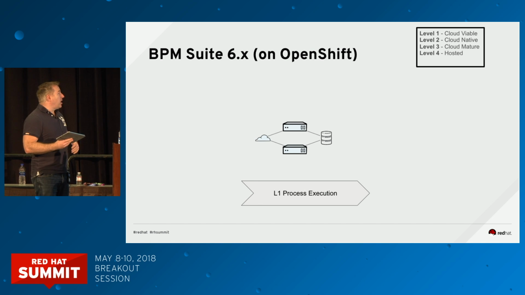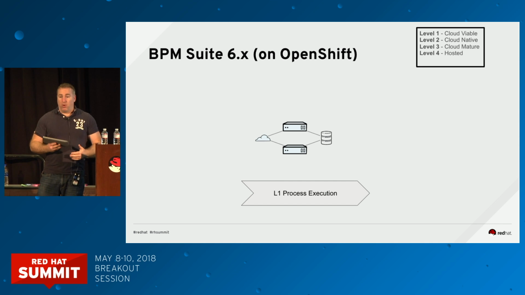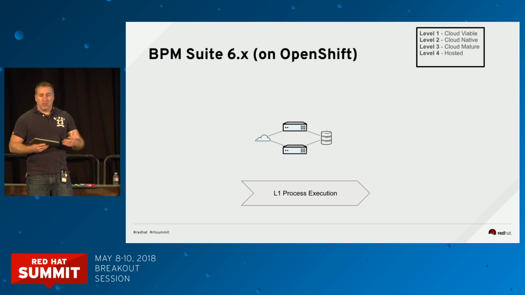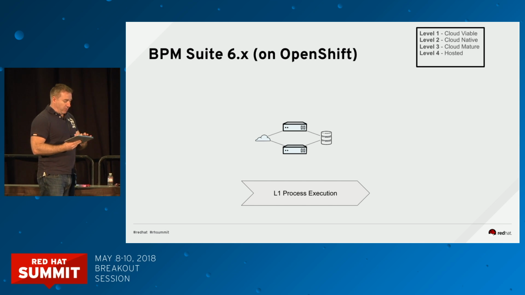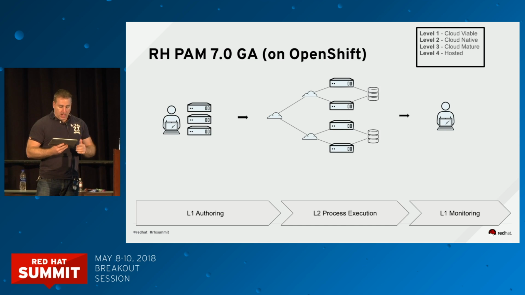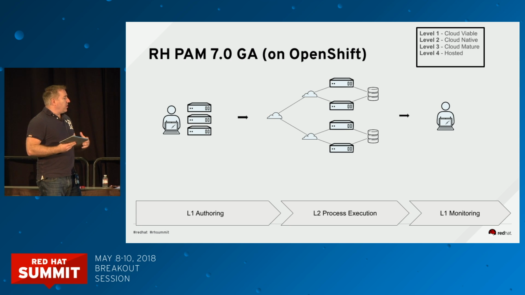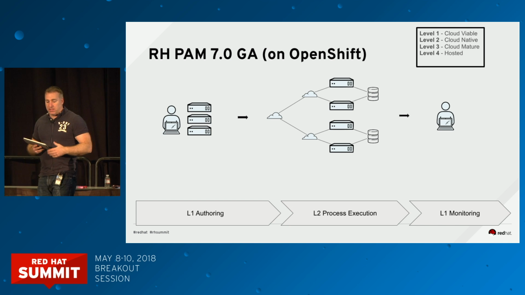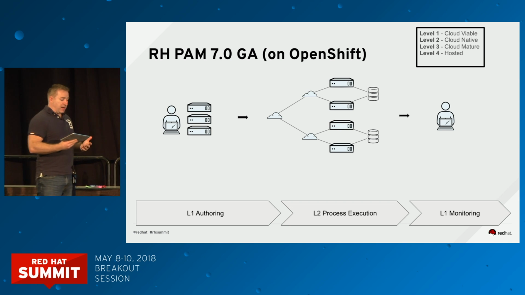If we go back to the 6 series, we actually managed to do a lift and shift for the runtime execution servers. So we already have some customers using the runtime engines on OpenShift. That is level 1, still cloud viable, even though it was a lift and shift. When we went to 7.0, the authoring, for instance, was not able to lift and shift. We actually had to go through a series of steps, which I'm going to come on to in a second, to adapt it to make it cloud viable.